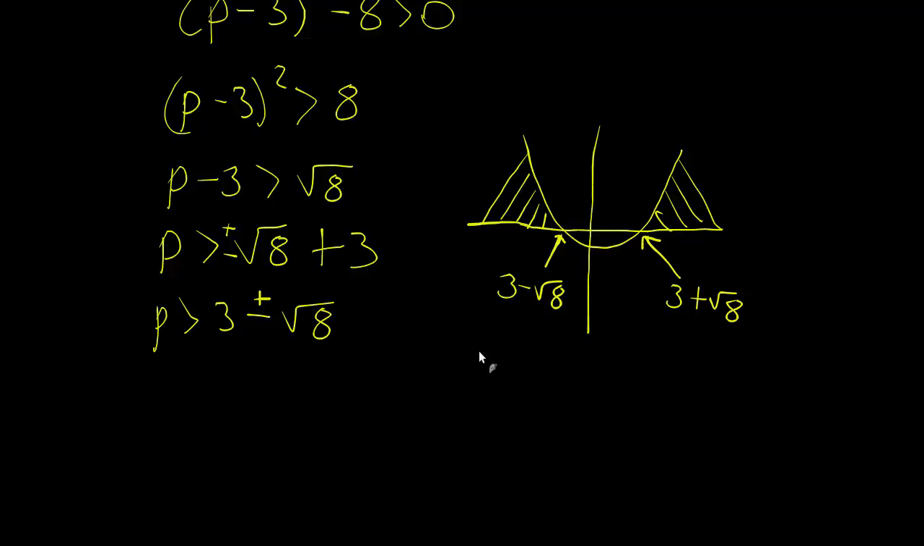The point is we're looking for the outside part, so we're looking for the bit where p is less than 3 minus root 8, and the part where p is greater than 3 plus root 8. It's really important you have that inequality, otherwise you're just going to get stuck with the previous one, which doesn't really work, because p isn't greater than 3 minus root 8, p is less than 3 minus root 8. So you need this diagram to help you figure out where the actual solutions lie. Okay, and that is question 5.